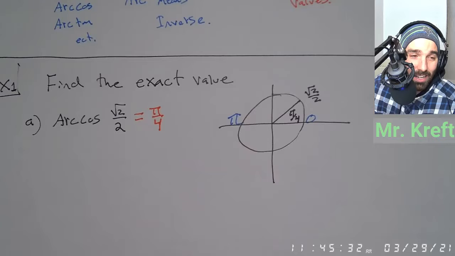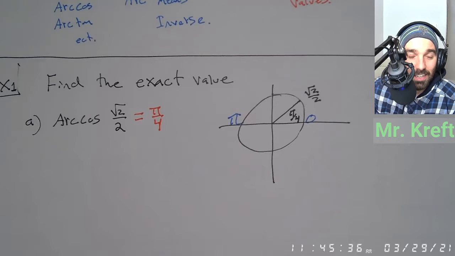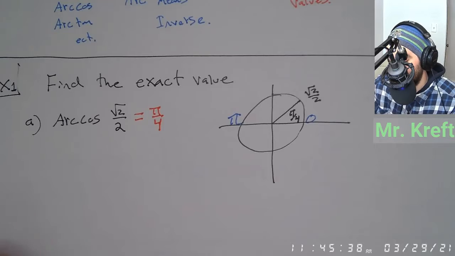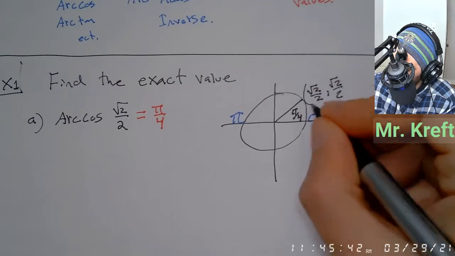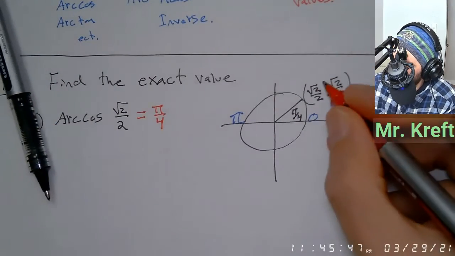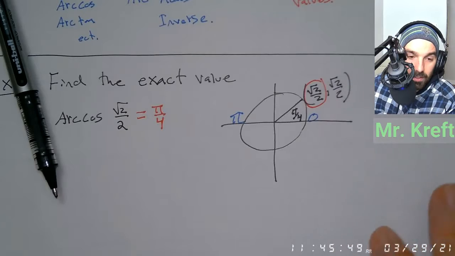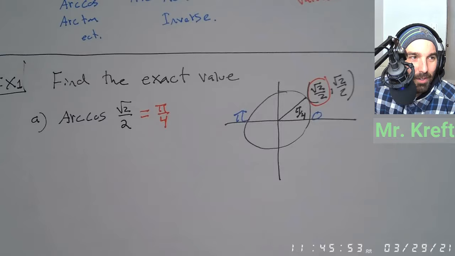I don't want a decimal answer. I don't want you typing this into your calculator. I want you using the unit circle. If we remember right, that's the coordinate point for that, and it's cosine, so we want the x right there. I'm just going to stop there for a second. Are we cool with this?